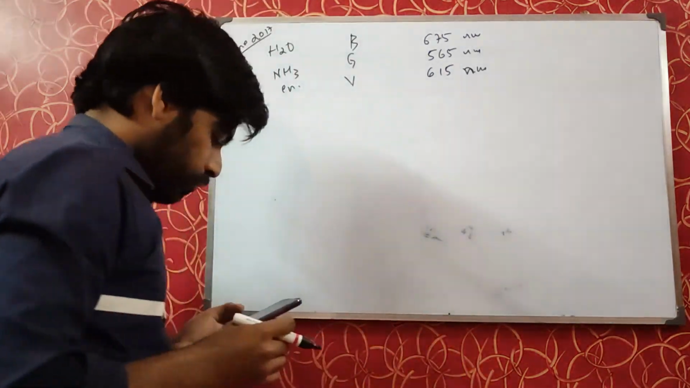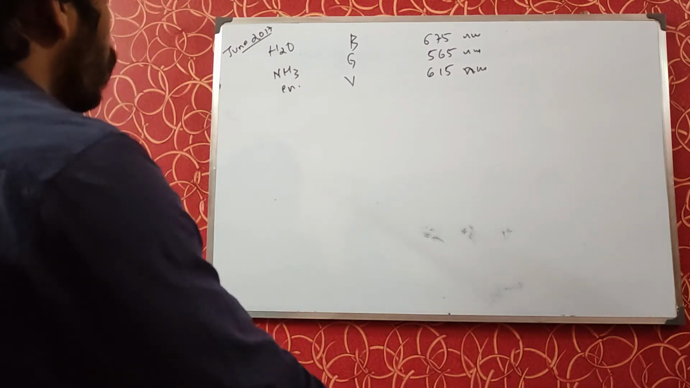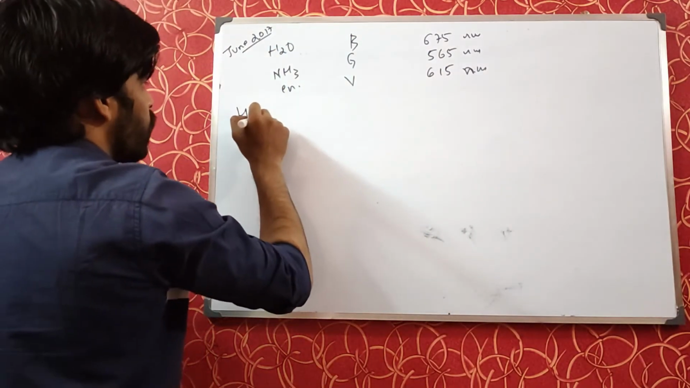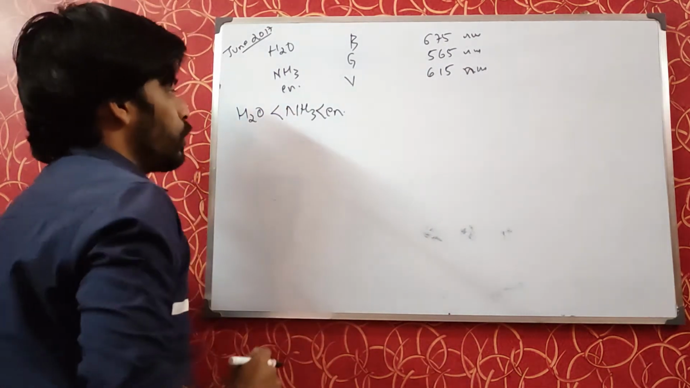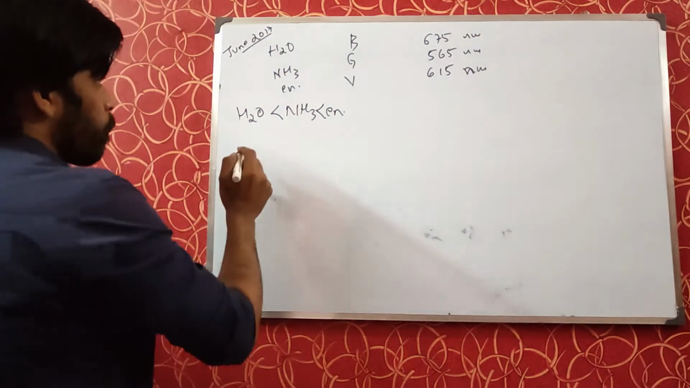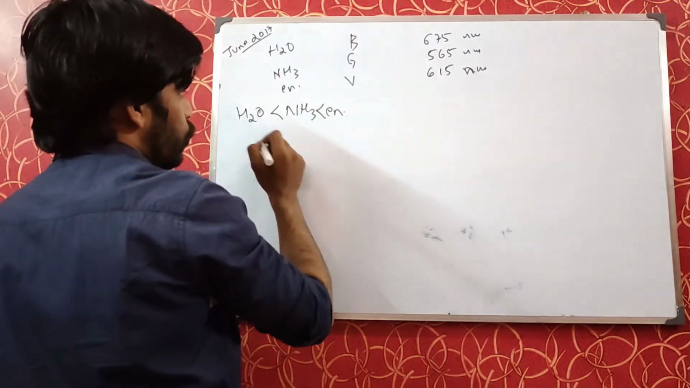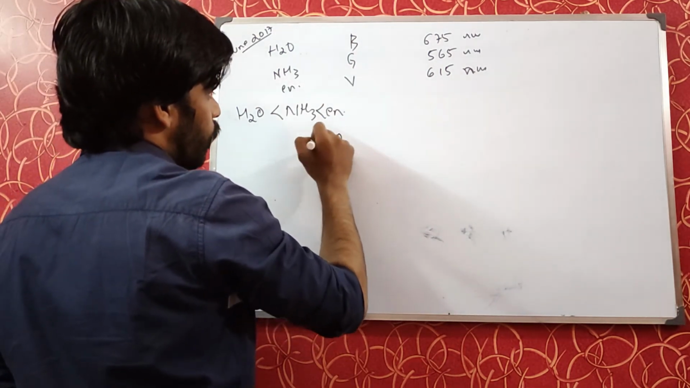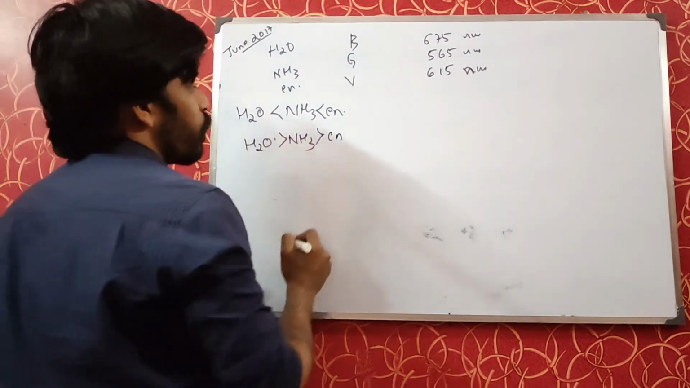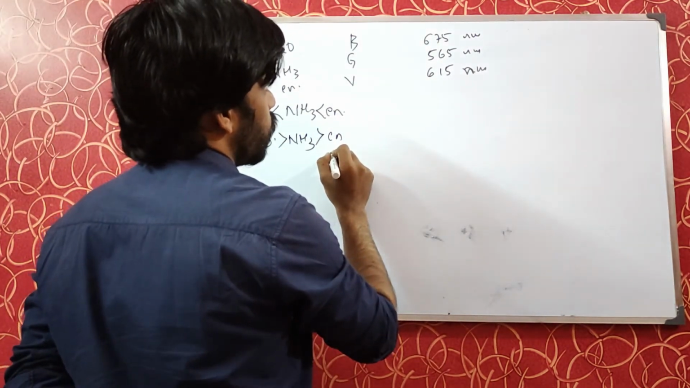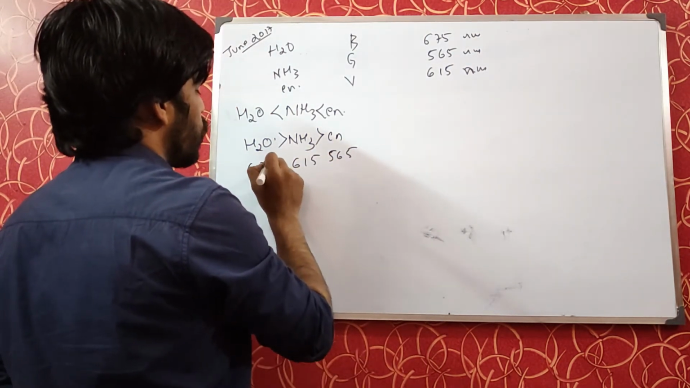Okay. So how do you do this question? Now, let's first write them down in the order of their splitting strength. So this is the order. So that would mean, since this is in nanometer, the order should be exactly opposite. For the absorption, so that would mean en would have 565, NH3 will have 615, and water should have 675.